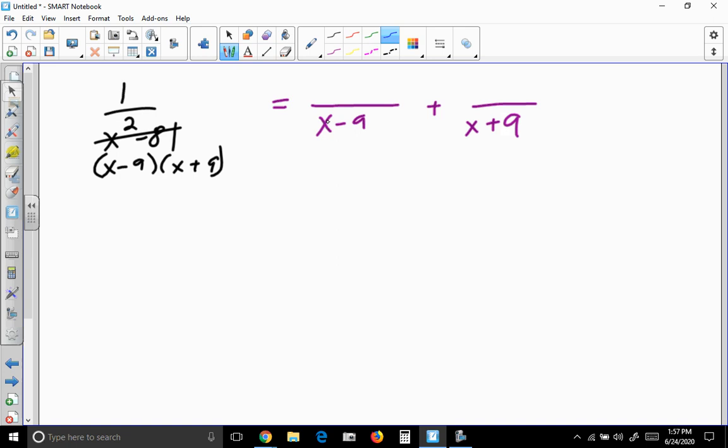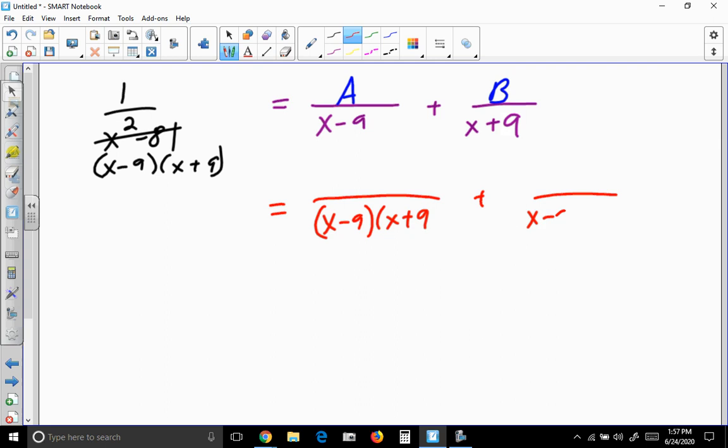So if this is x to the first, we can't have any x's on top. We can only have constants. Same thing here. So we're going to ask ourselves, what numbers do we need to put on there so that when these are added together, we get 1 over x minus 9, x plus 9, or 1 over x squared minus 81. To find these values, remember what we do is put these back together momentarily using our common denominator.